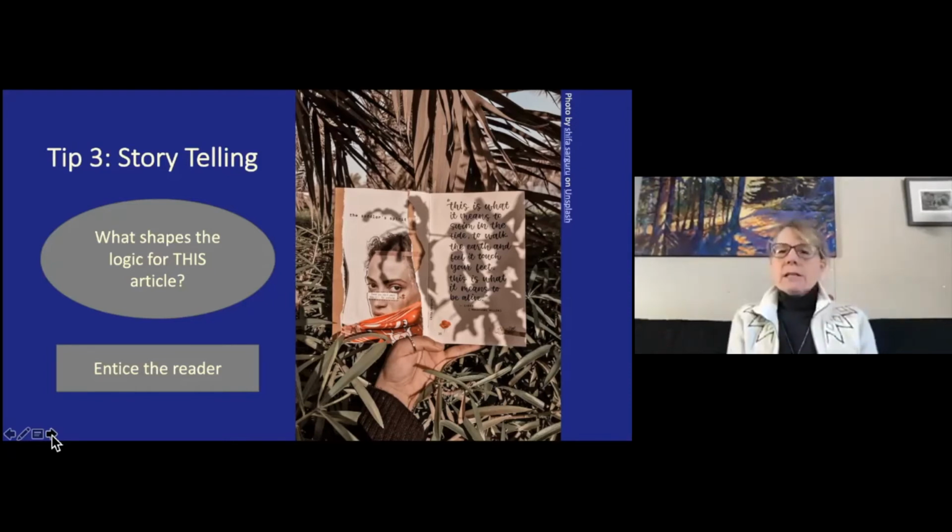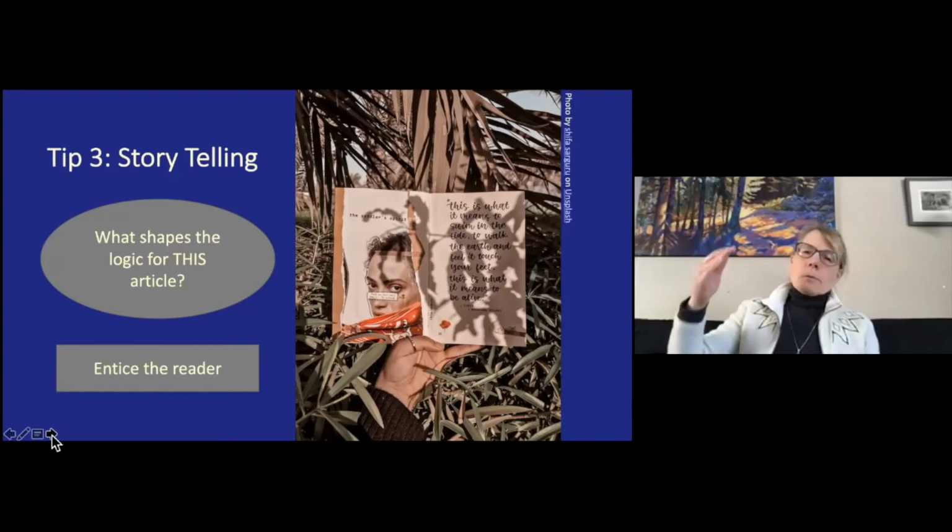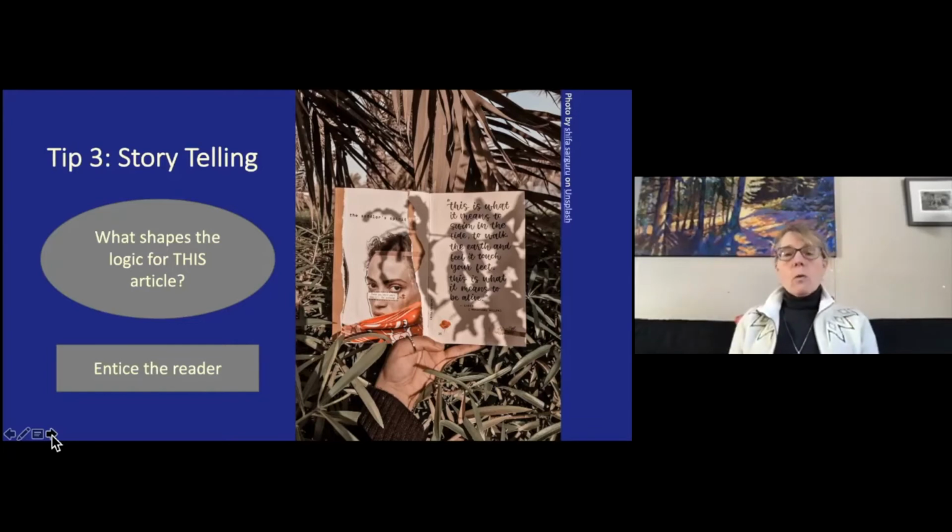Now, don't forget to entice the reader. Too often I see papers that begin with, well, in this discipline, we talk about this, and so-and-so has talked about that. And this other person has talked about this other thing. And I'm 2-3 paragraphs down and I still don't know why I should be reading this particular article. So remember to grab your reader's attention right away, pull them in, and the quality of your storytelling is going to help you with that.